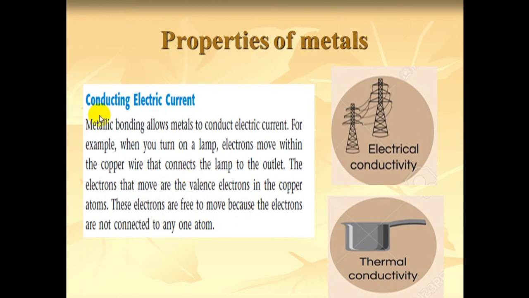So because of metallic bonding, electrons, as we said, move freely, and that's why they conduct electricity very well. That's why metals are very good conductors. We use them in electric wires.